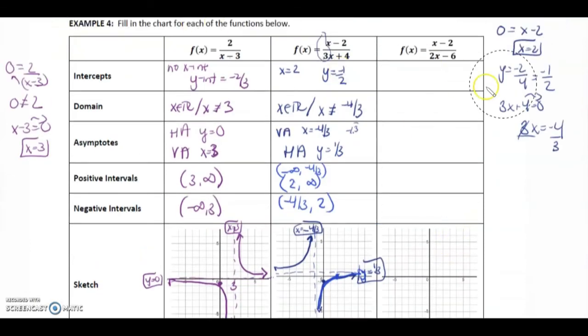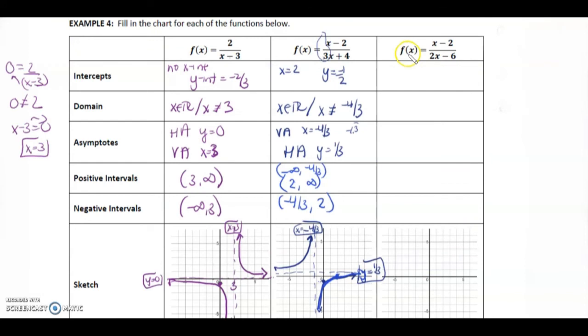All right, last one. So I'm going to just erase this on the side. So we have f of x equals x minus 2 over 2x minus 6. Okay, asymptotes. Sorry, intercept. So x-intercept, sub in 0 for y. So we get 0 equals x minus 2. So we get x equals 2.